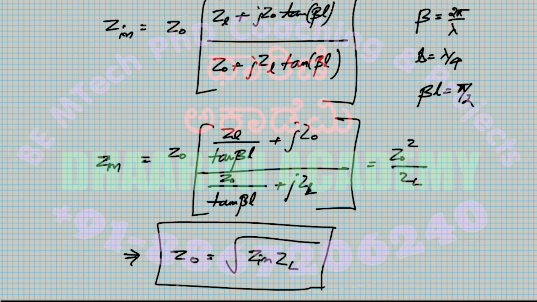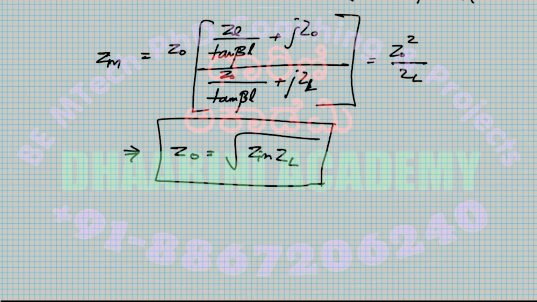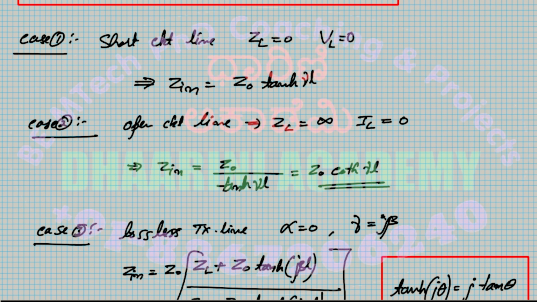We were discussing the characteristic impedance and the representation of input impedance. Yes, we were looking at the four cases, correct? So as we can see here, the various cases.